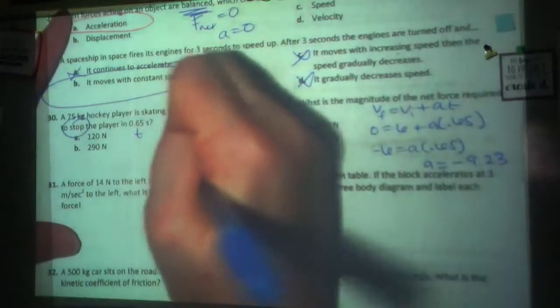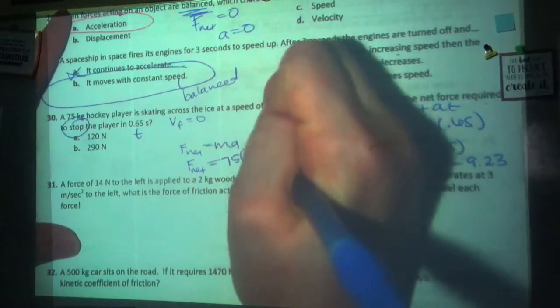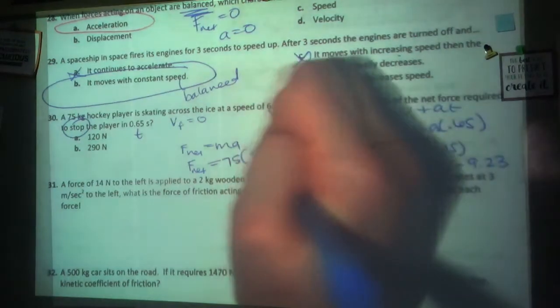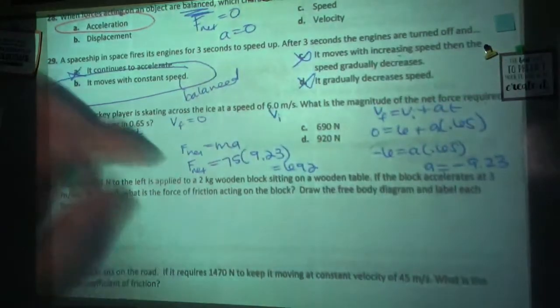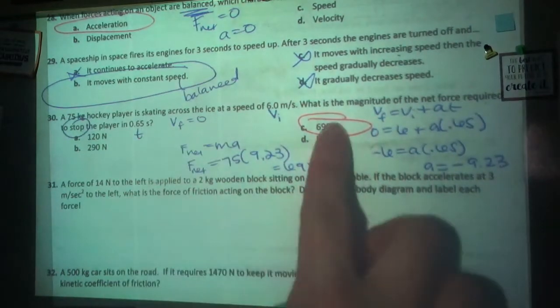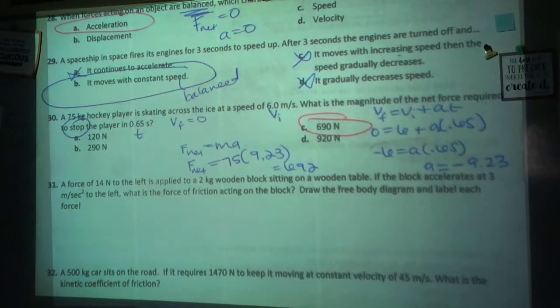So I need to plug in F net is mass 75 times the acceleration 9.23. And then when you multiply this, you should be getting 692. And then the closest answer, or the approximated answer, is 690. Again, the negative sign just means that it's against the motion in the other direction, but I didn't need the direction in this because it said magnitude.